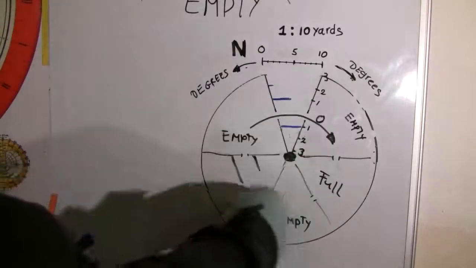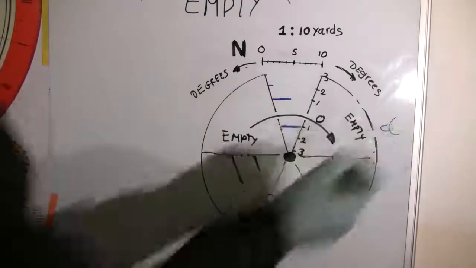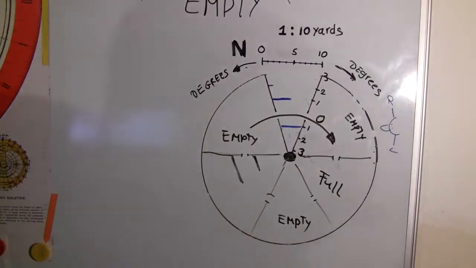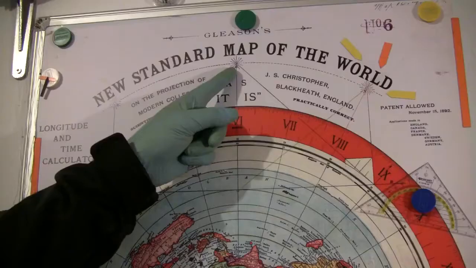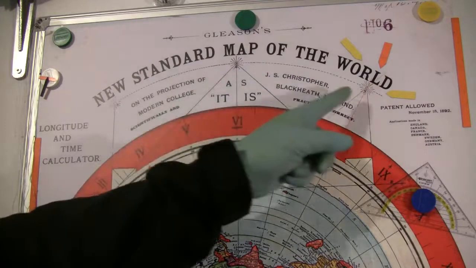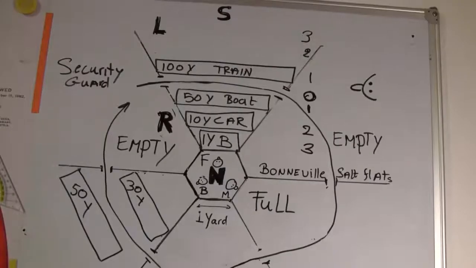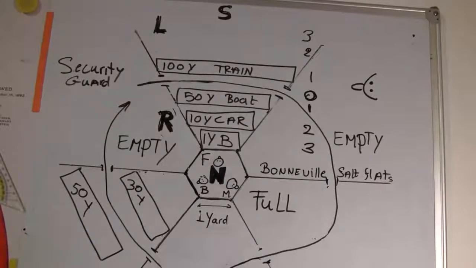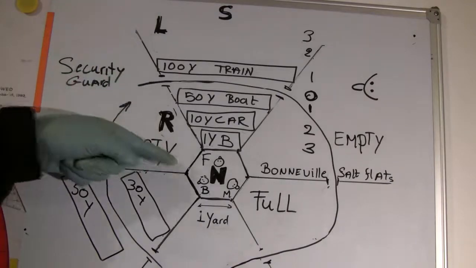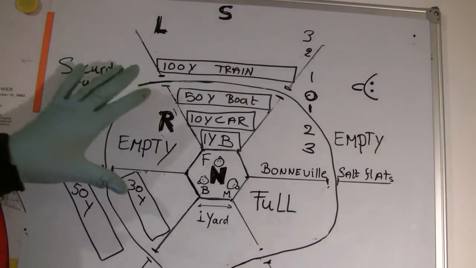If the sun rotates clockwise and you are facing the sun, the N is on your right. That's what Gleason said on his map. If the sun rises from the east, you face the east, the N is on your right. In the reality situation, if the security guard walks in, the N is on his right. But this is the reality.